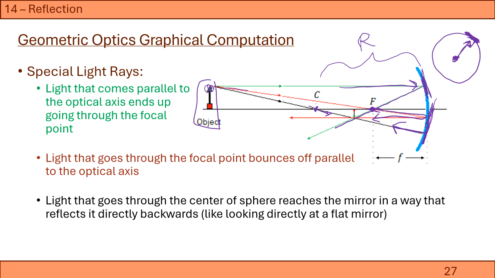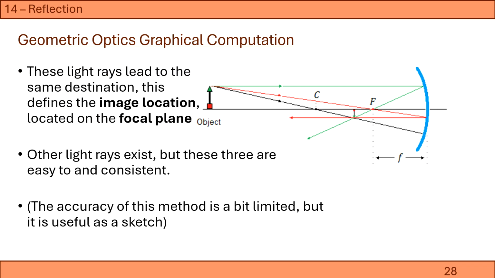And what we find is those three light rays converge at one point that's going to decide where the image is. And so this will be the focal plane where a focused image of light is going to be created. And so this ray diagram is able to help us find this focal plane where the image is created, the image location.